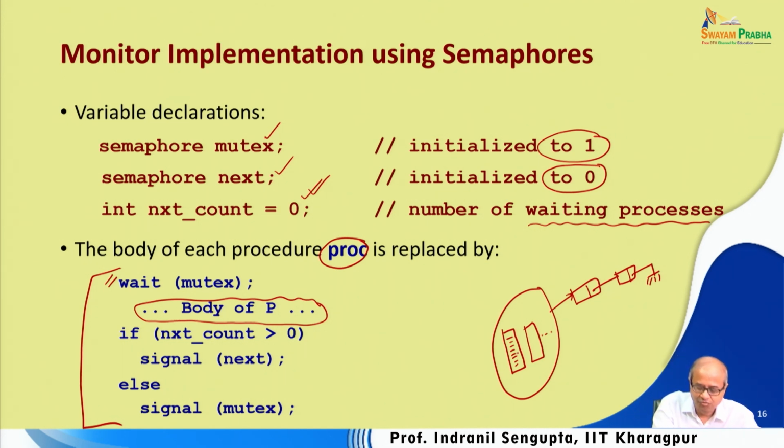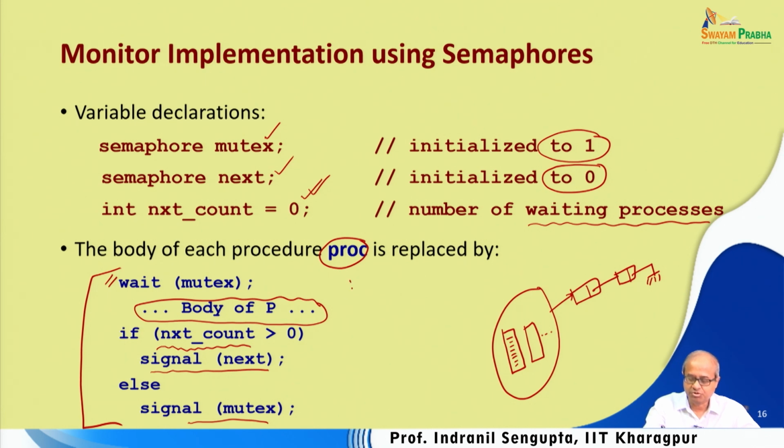I check whether there was any waiting process or not, if next count is greater than 0 or not. If next count is greater than 0, which means there was one process which was waiting, I signal with next. Otherwise, if there was no waiting process, I simply come out, I do a signal on mutex, mutex will again become 1, I come out.